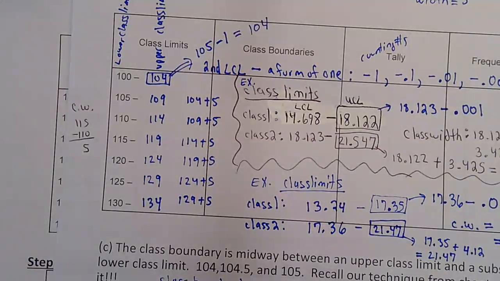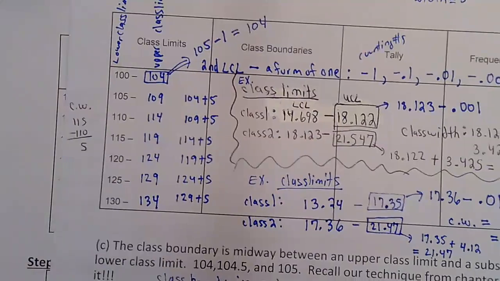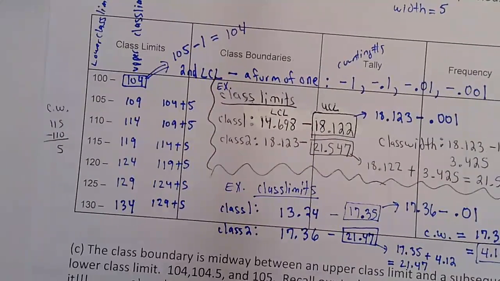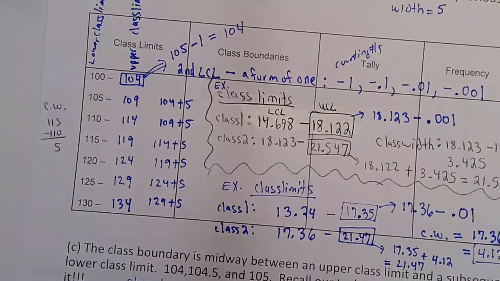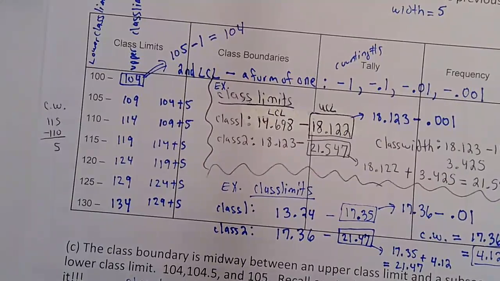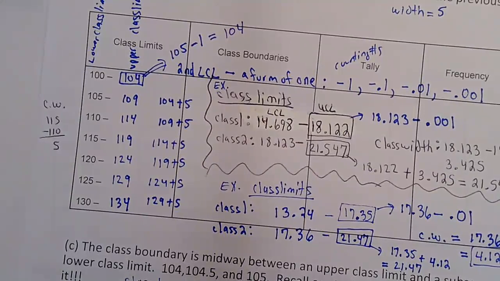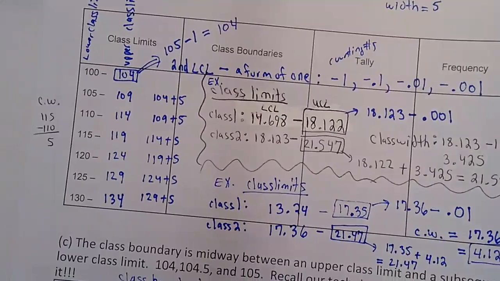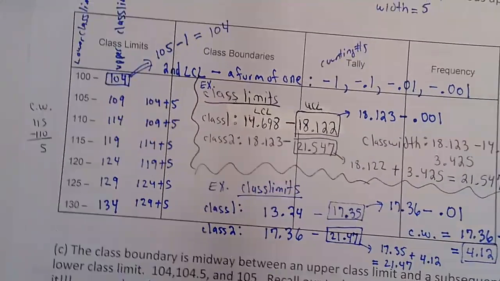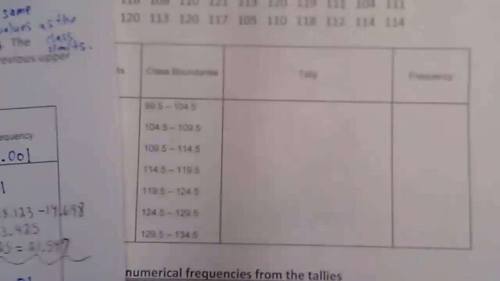All right, class. I'm going to call this part 3 on the recording, from where I left off in the second part. We had created a grouped frequency distribution by hand from scratch, and we had gone through creating the class limits and making the class boundaries, and now we were up to the tally part.